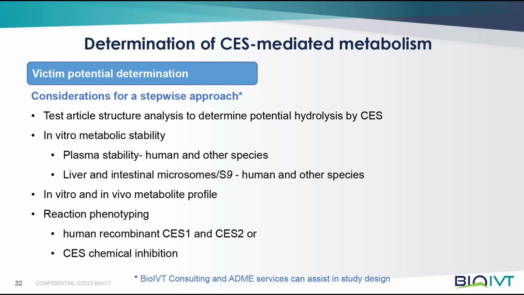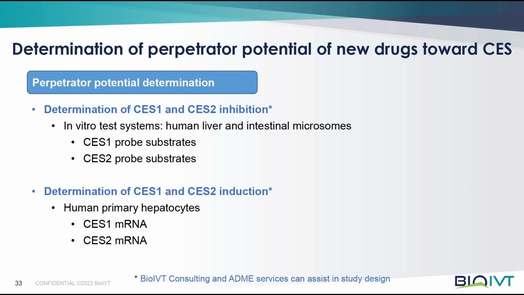And so reaction phenotyping, after that point, you've narrowed it down to carboxylesterases, becomes quite simple. You would look at the recombinant enzymes which are available from us, and then some chemical inhibitors. There are some pretty good selective inhibitors for both of these. And then when it comes to perpetrator potential, now we're looking at just simply inhibition. Pretty easy, simple in vitro test systems: human liver and intestinal microsomes with well-known probe substrates, and just run IC50 values. For instance, you could go on to Ki values if you really wanted to. And then for induction, this is easy enough to do by just getting the primer for the mRNA and looking for induction in hepatocytes.